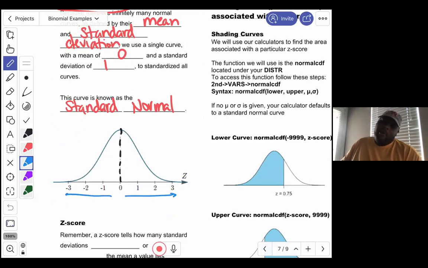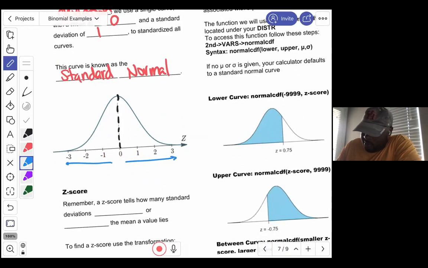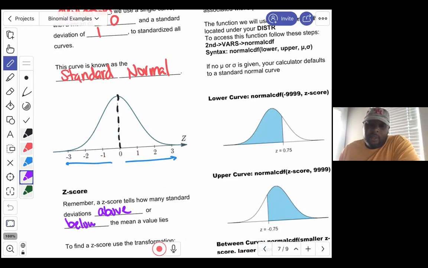All right. And what I want to focus on is what we're going to call now our z-scores. We talked about z-scores in our first test, but a z-score tells how many standard deviations above or below the mean a value lies. Remember, it's above the mean if the z-score is positive. It's below the mean if the z-score is negative.